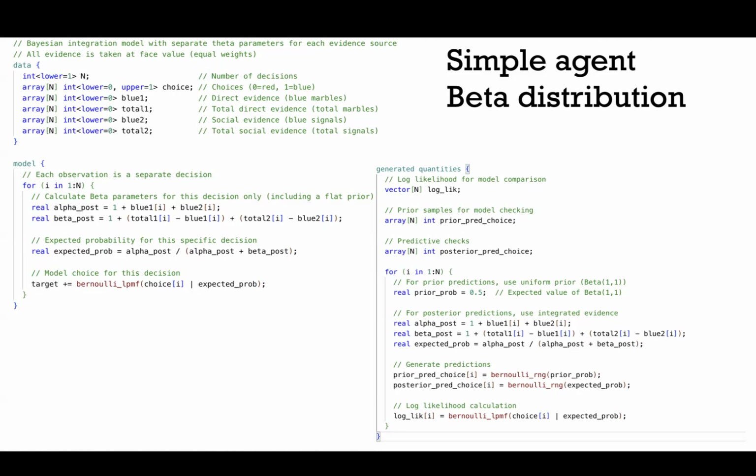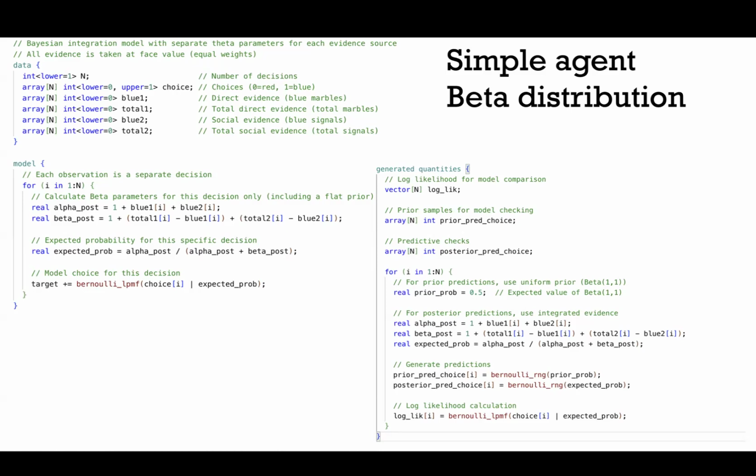Integer array, the lower is 0, the upper is 1. We then have the model, right? Each observation is a separate decision. So for simplicity now, I'm just making it a loop. So it loops through each decision one at a time.